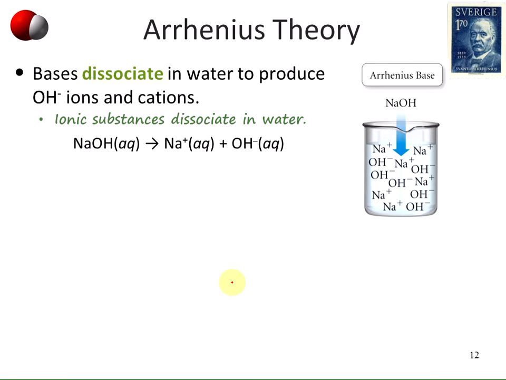So we're going to first talk about acids and bases in terms of Arrhenius theory. And bases dissociate in water to produce hydroxide ions, so OH minus ions and cations.